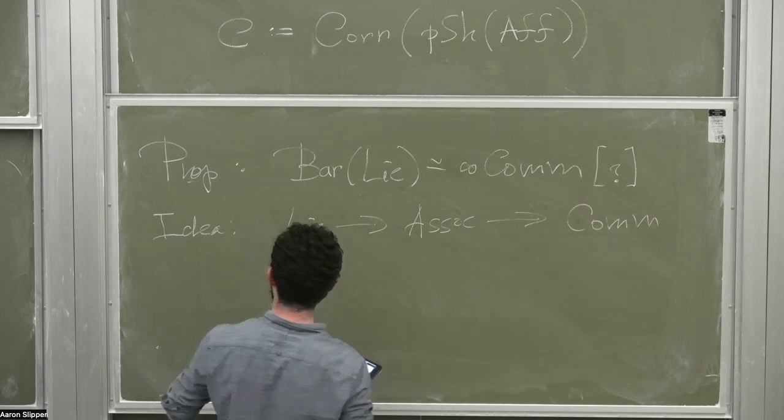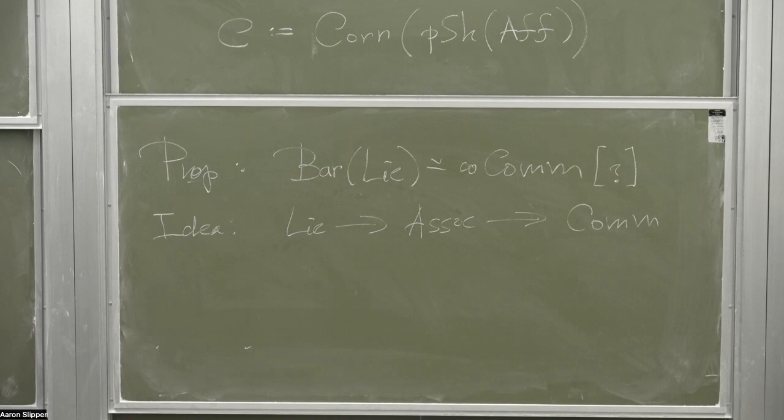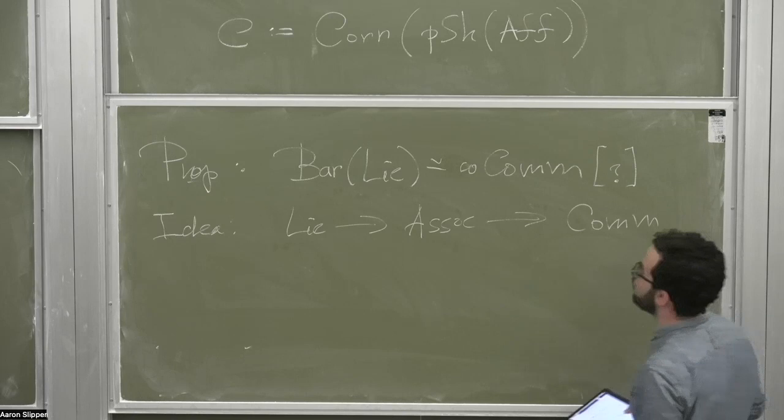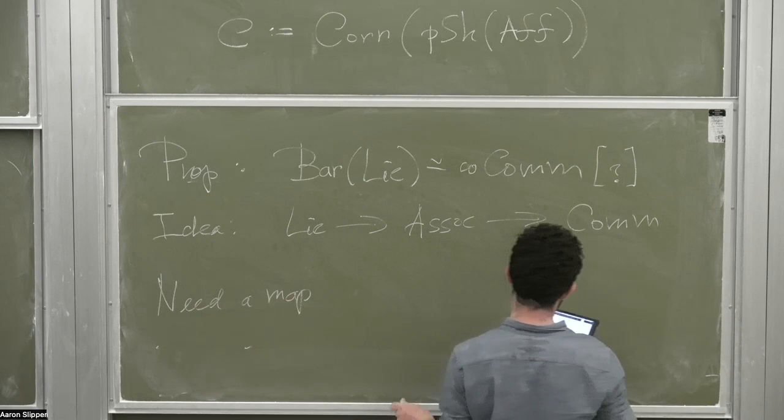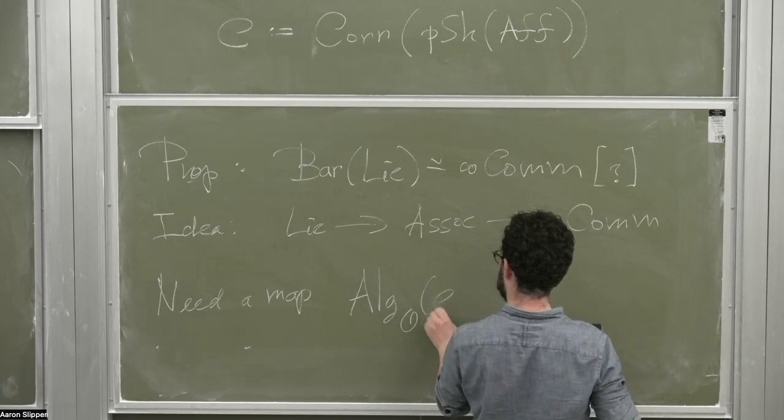All right. So in particular, what we want is an equivalence between Lie algebras and co-commutative coalgebras in a given symmetric monoidal category. So to begin with, we need a map. What we have here is algebras over the Lie operad in a symmetric monoidal category, and we want to map it to coalgebras over the bar of the dual of that, like the bar of the co-commutative operad. So we need a map, which we want to be an equivalence, but we need a map between algebras and coalgebras.